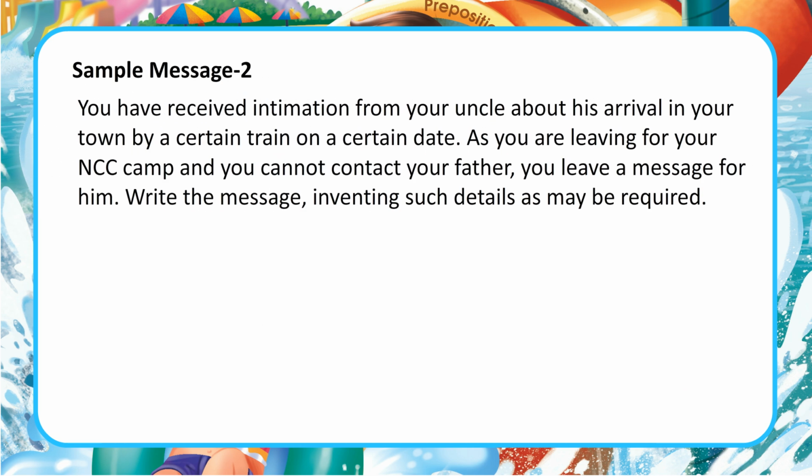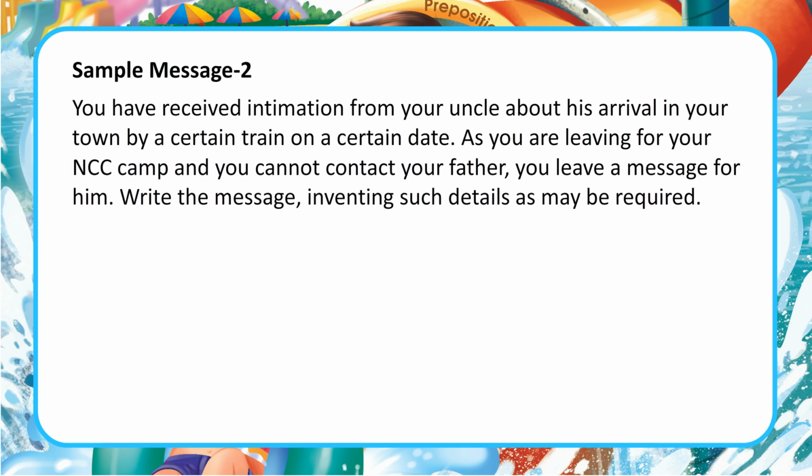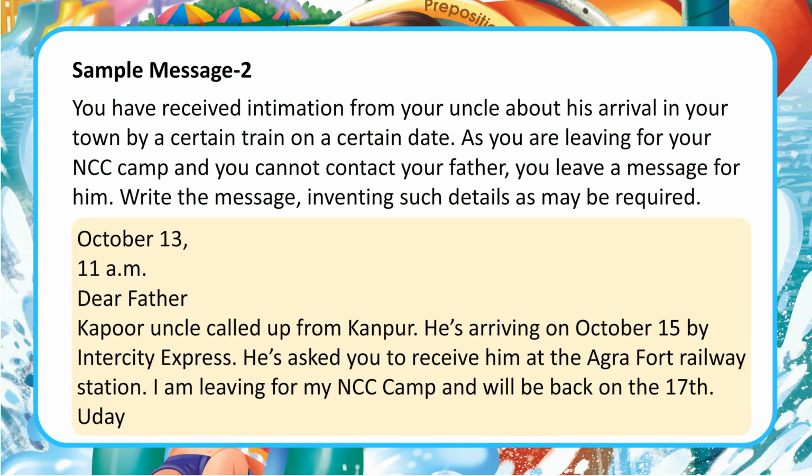Sample message 2. You have received intimation from your uncle about his arrival in your town by a certain train on a certain date. As you are leaving for your NCC camp and you cannot contact your father, you leave a message for him. Write the message, inventing such details as may be required.